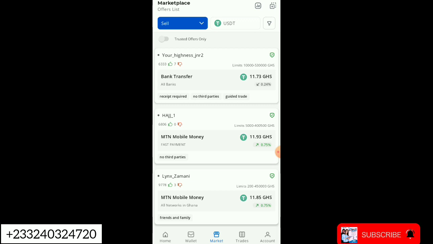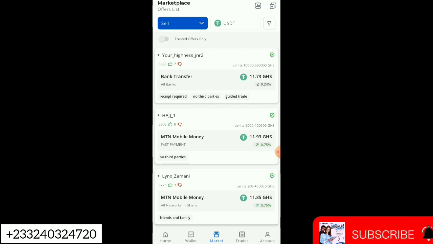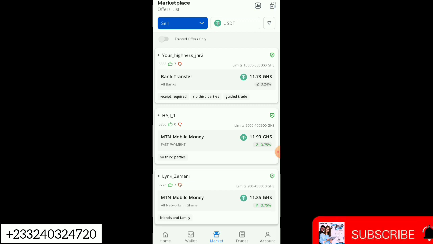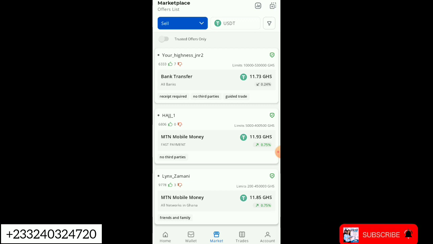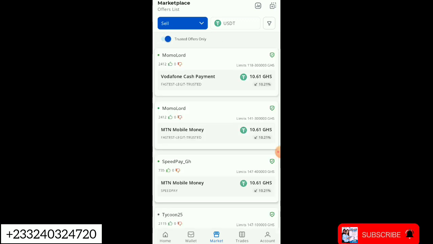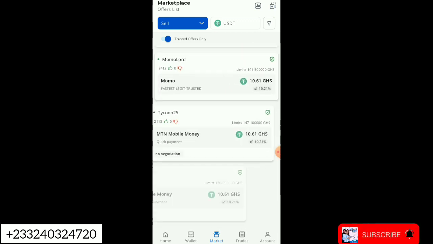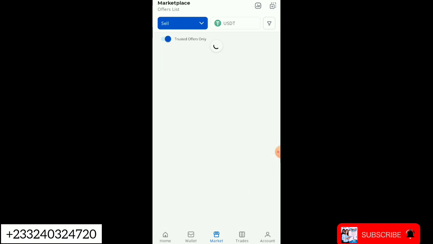The trusted offers are only people who have a lot of trust, like, let me say, a trusted background. Let's say if you have 1,000 plus people trusting you, that means you are a trusted person. So if I click here, you see that only people who have 2,000 plus, 6,000 plus, are shown. Yeah, that's it.